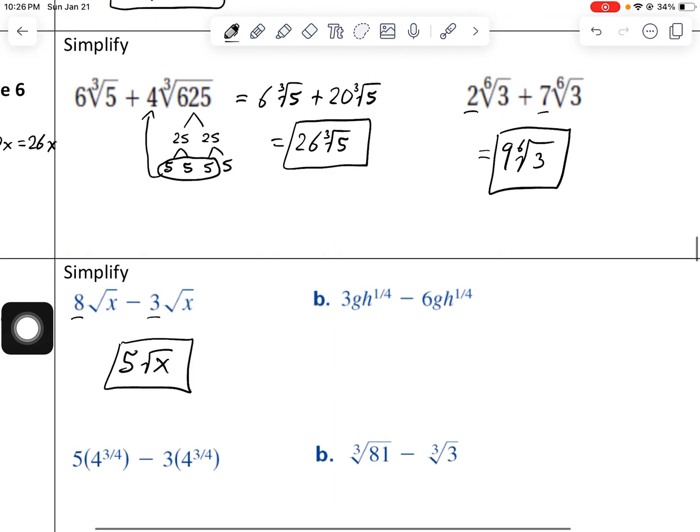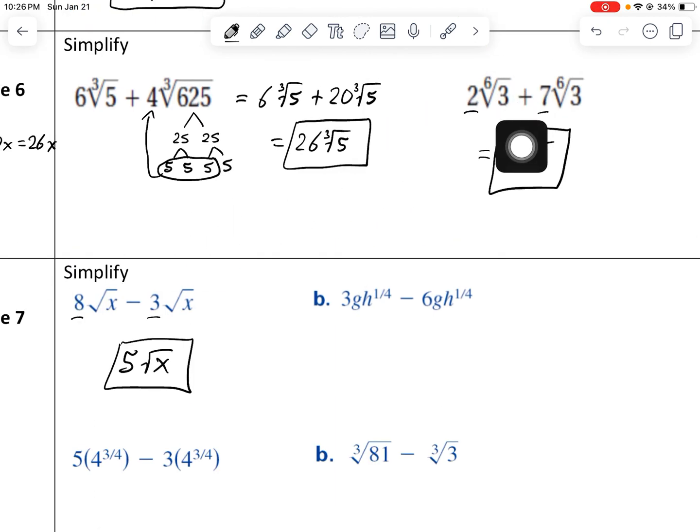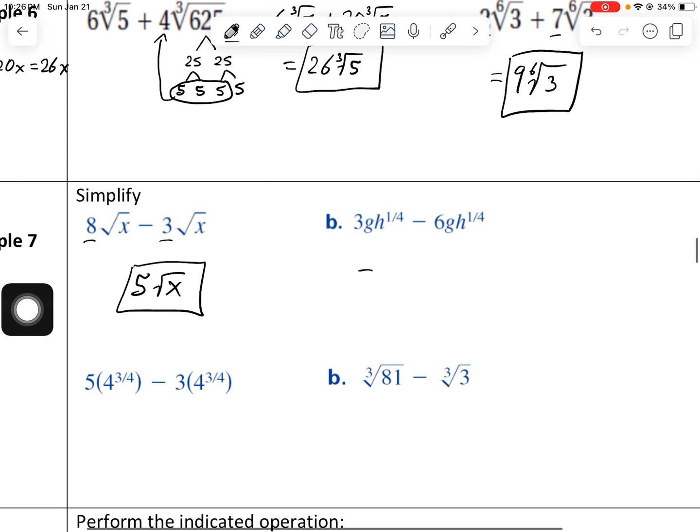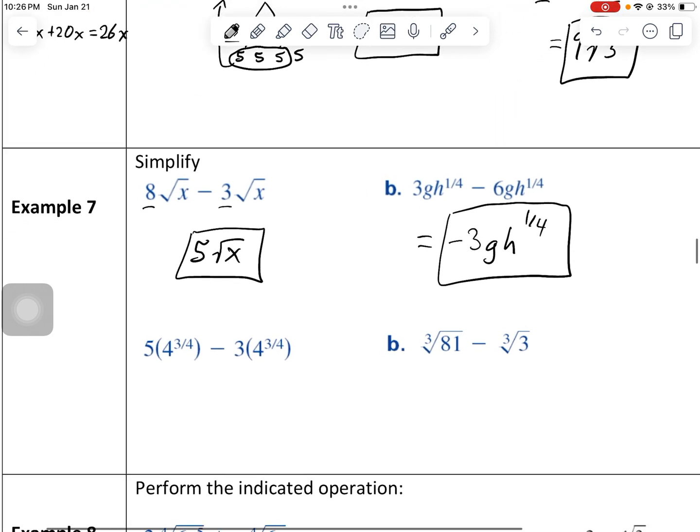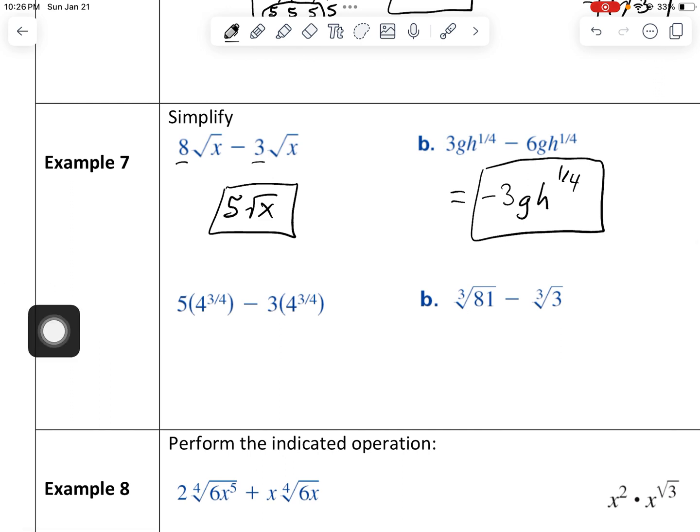Because if I were to write this in the radical format, I would have matching indices, like what we saw up here. So I'm just going to save you some time. This would be negative 3 gh to the 1/4 power. Because I took 3 minus 6 to get us that negative.